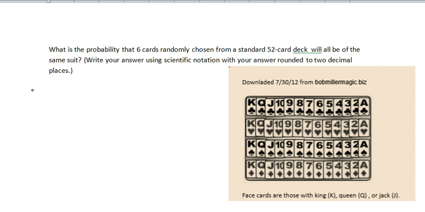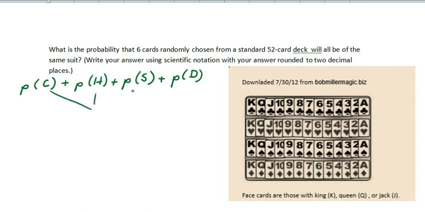And so because these are mutually exclusive, our probability that they're all of the same suit would be the same as the probability that they are all clubs plus the probability that they are all hearts plus the probability they are all spades plus the probability they are all diamonds. And each one of these probabilities would be the number of ways of choosing 6 cards out of 13, so 13C6, divided by the number of ways of choosing 6 cards out of the deck, which would be 52C6.